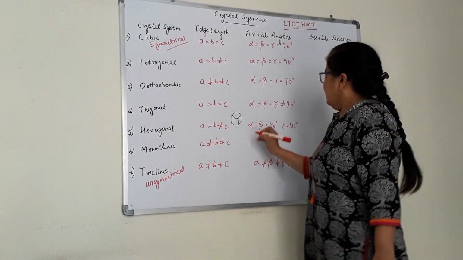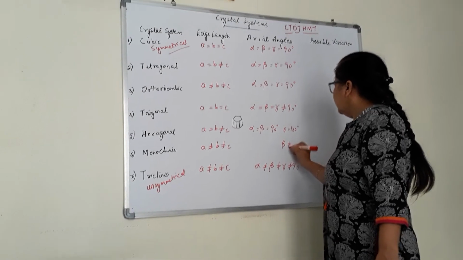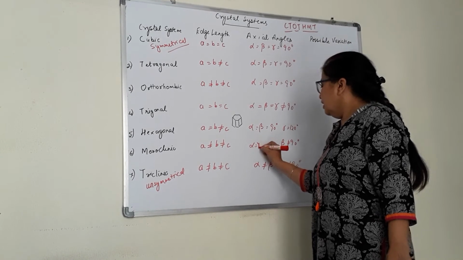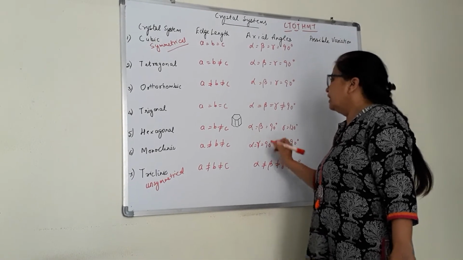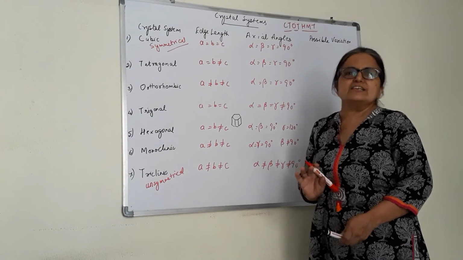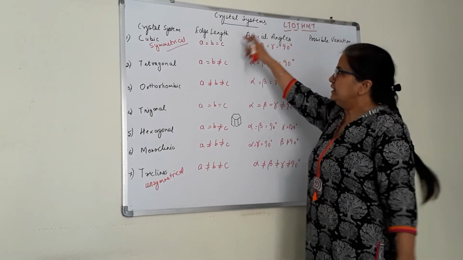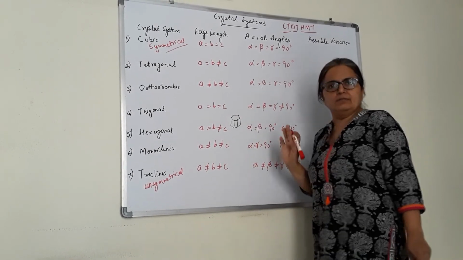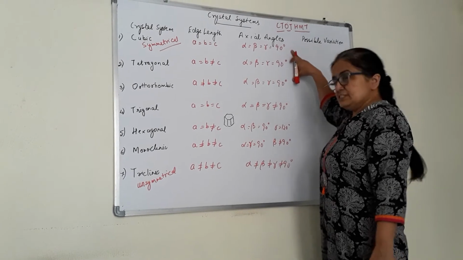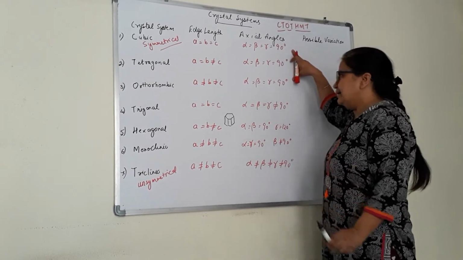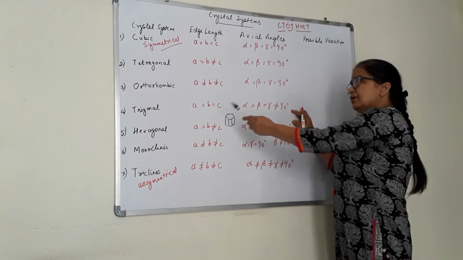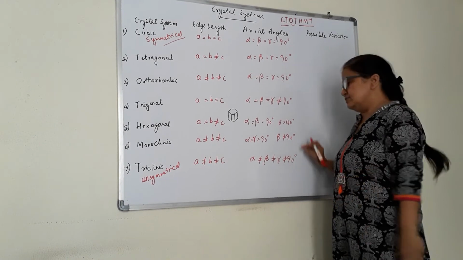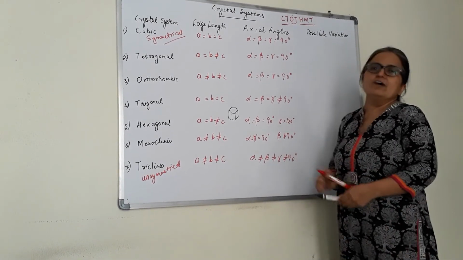In monoclinic you have beta not equal to 90 degrees, but alpha and gamma both are equal to 90 degrees. I think it will be a little easy for you to remember. C, T, O, T, H, M, T you will write. Then edge lengths you are writing, repeating edge lengths. Last one, nothing is equal everywhere. These first three, all angles equal, all 90 degrees. This one, all are equal but not 90. Hexagonal you will relate to the graphite structure. This one, nothing is equal, and then you have monoclinic.